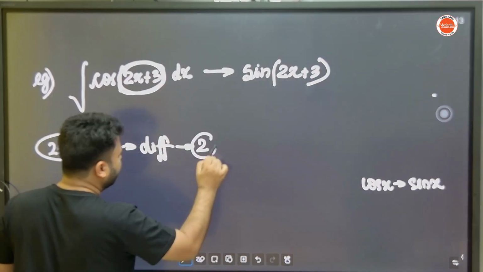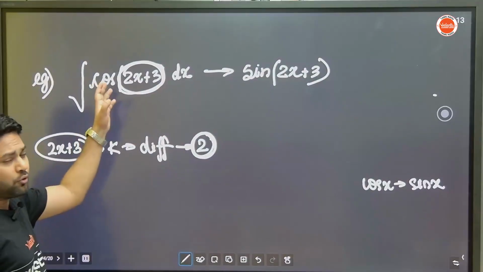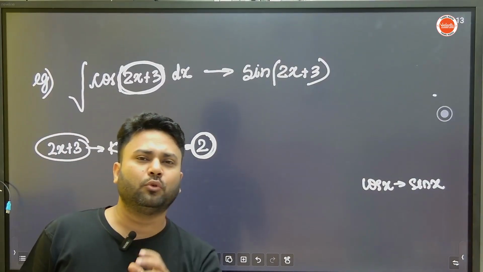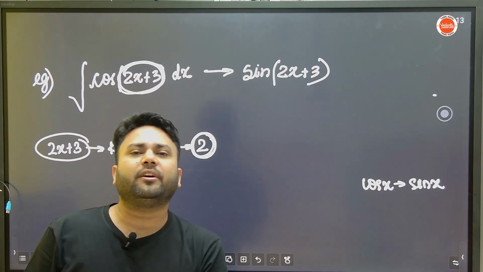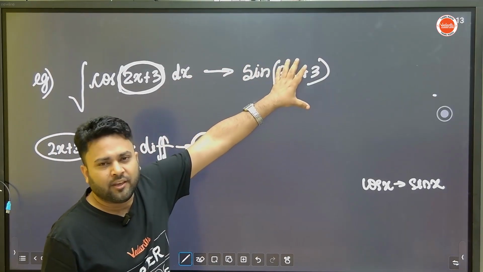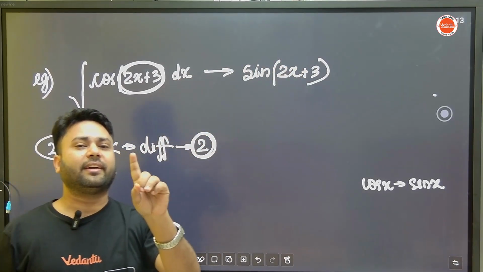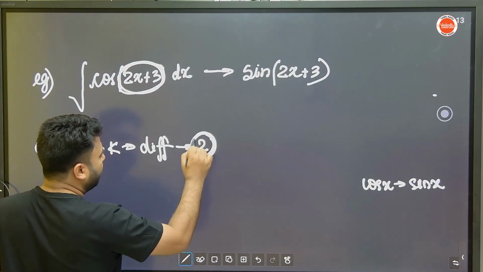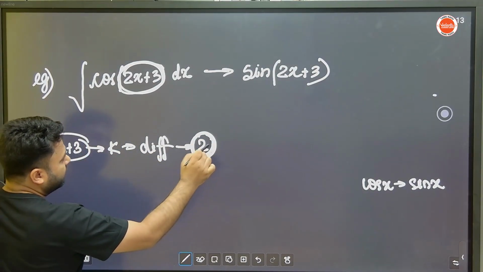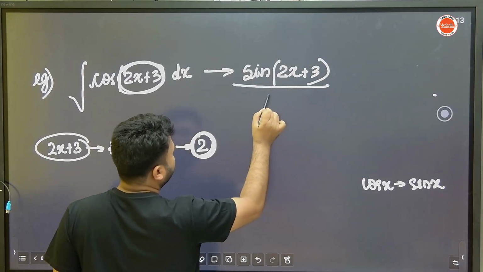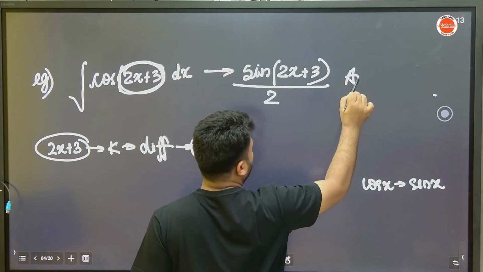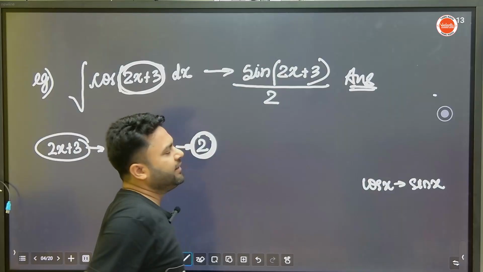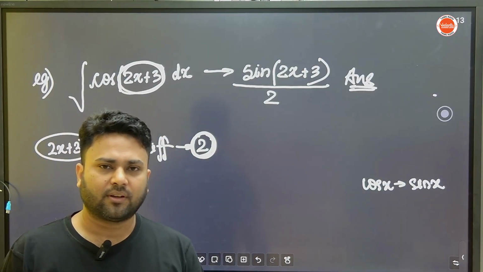Now in differentiation, if the question was of differentiation, what did we used to do? We used to multiply with the step 1. This is step 1. We used to multiply, but in integration, we have to divide. Whatever we get upon differentiation of Kachra, we have to divide the final answer with it. So this divided by 2, this will be our integration. Correct?